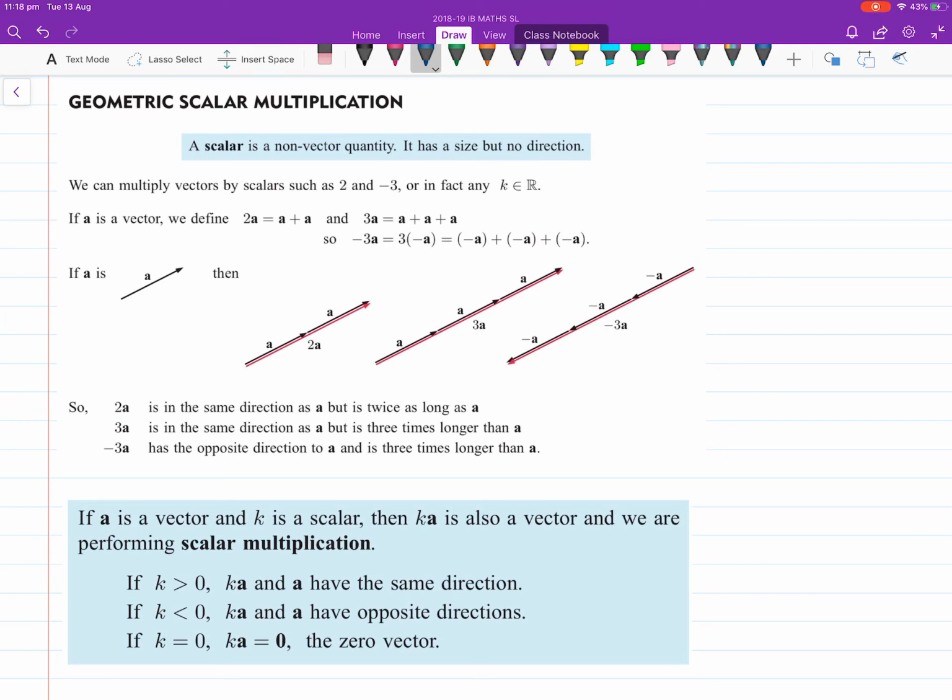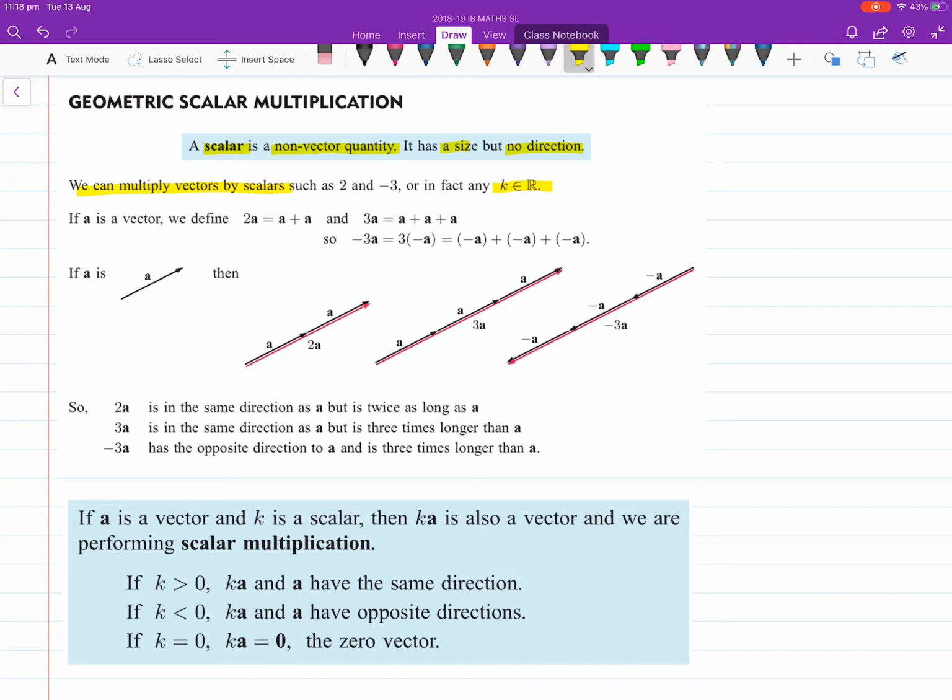So remember, a scalar is a non-vector quantity, so it doesn't have direction, has size but no direction. Okay, now we can actually multiply vectors by scalars. We can multiply vectors by scalars, any value of k that's an element of the real number set. So it just makes it larger. You're basically magnifying it, multiplying it or stretching it out so then it's longer and bigger magnitude.